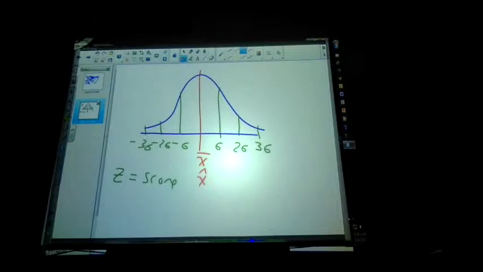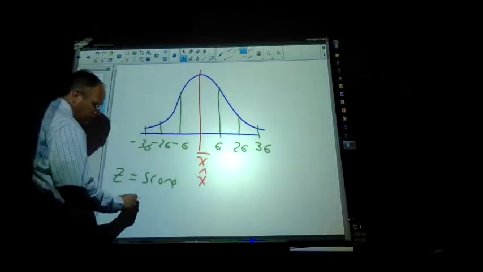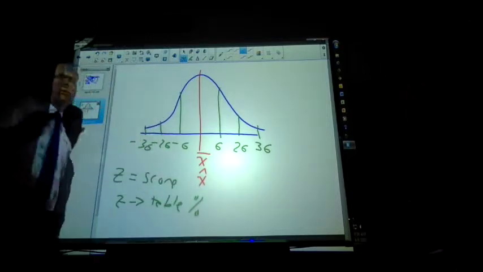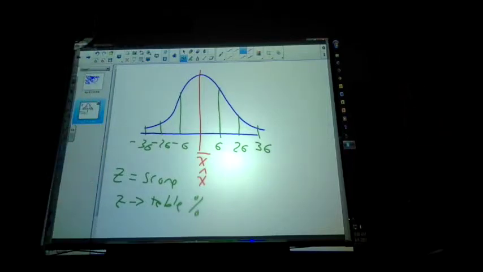And then if you use the table in the back, the z-table finds you a percent. And that's the percent of area that would be to the left of it. If you wanted to find the area to the right, you would go 1 minus whatever that percent would be, or 100% minus whatever that percent would be, to give you the percent to the right. And so these are all things that relate to the normal curve.